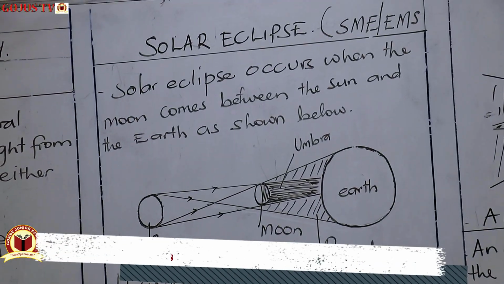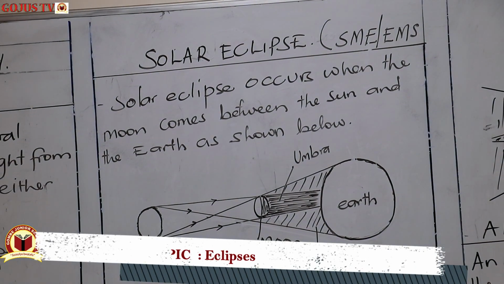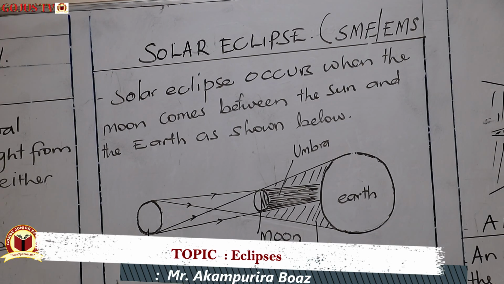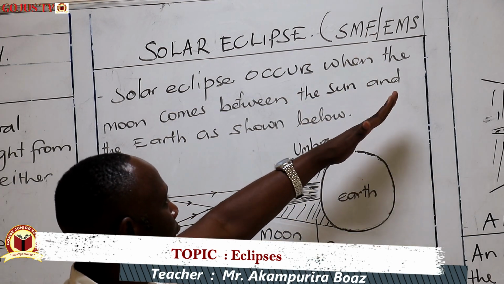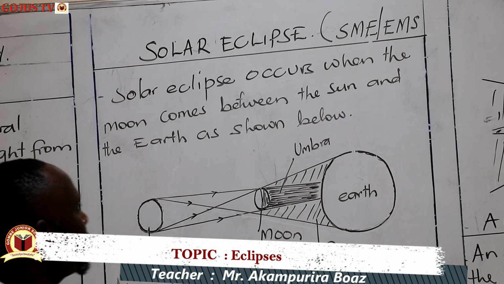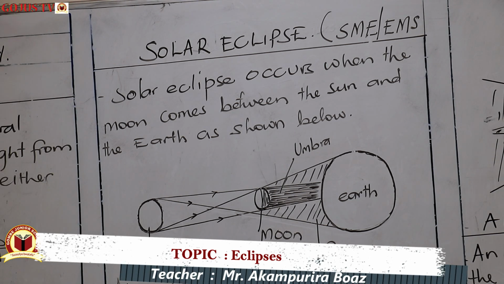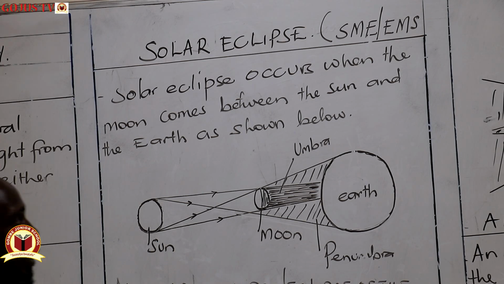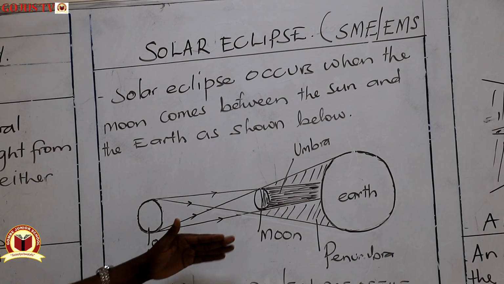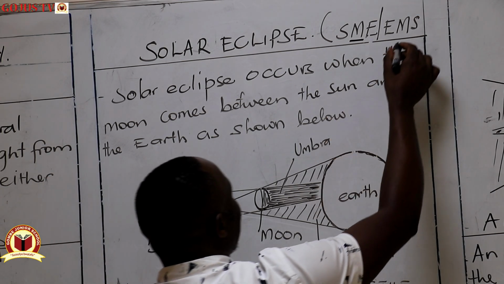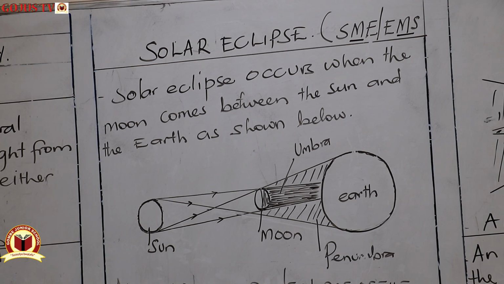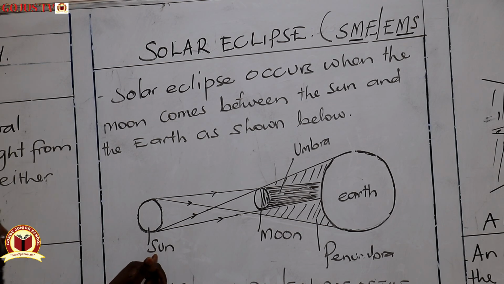Under eclipses, majorly we talk about how they are formed. So to begin with, the solar eclipse or the eclipse of the sun, I've put these letters SME, then EMS. This summarizes this sentence, which says that the solar eclipse occurs when the moon comes between the sun and the earth, as shown here in the diagram. So you realize that here you have the moon appearing between the earth and the sun, or the sun and the earth. That's why you have SME and EMS. So we have the sun here, then the moon in between.